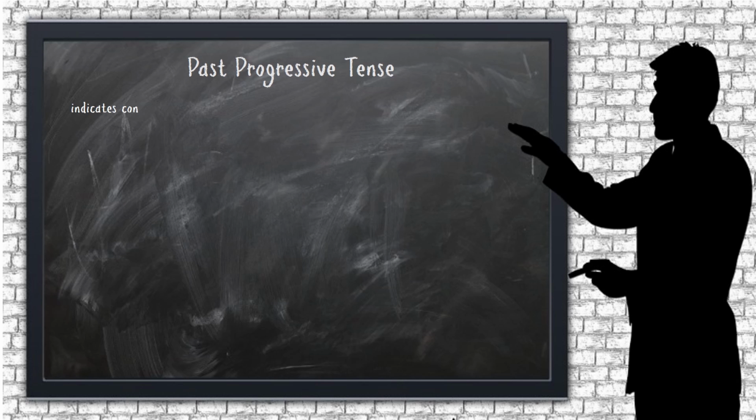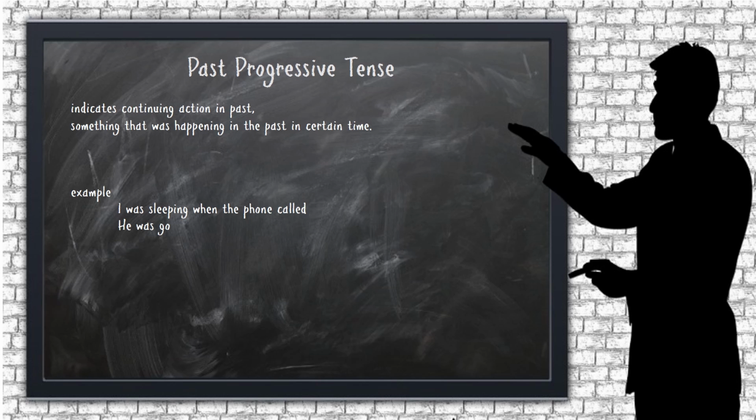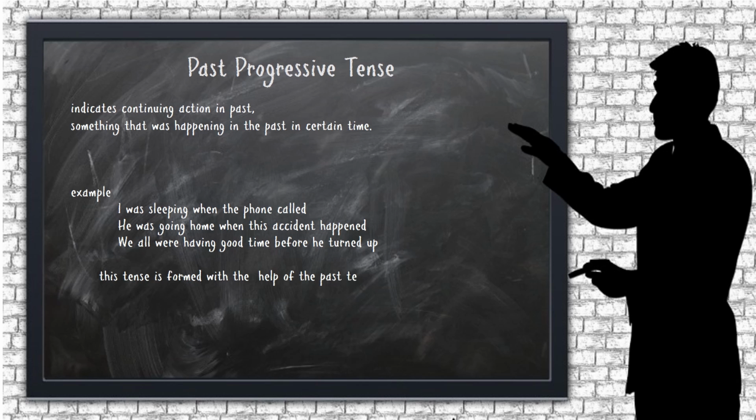Past progressive tense indicates continuing action in the past. Something that was happening in the past at a certain time. Example. I was sleeping when the phone called. He was going home when the accident happened. We all were having a good time before he turned up. I was walking home. They were dancing. She was drinking the coffee. You were busy when I called you. This tense is formed with the help of the past tense of the to be verb and adds ing, like going, working, starting.